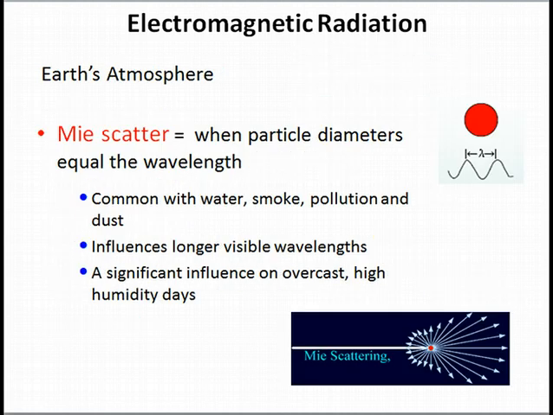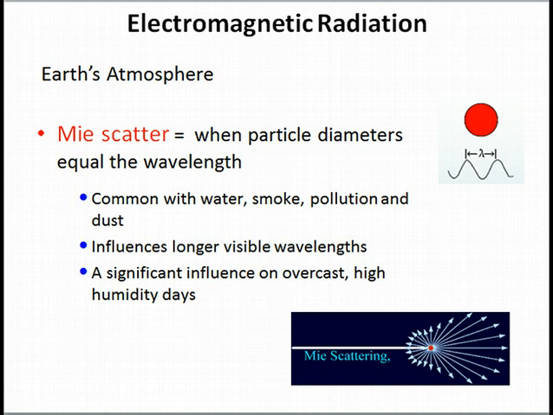The next type of scattering is called Mie scatter. And this is when we have particles that are a little bit larger. Typically, you're going to see Mie scatter when the size of the particle matches the size of the wavelength. So again, this is another selective scattering mechanism. Only those wavelengths that are approximately the same size as the particles themselves are going to be scattered.